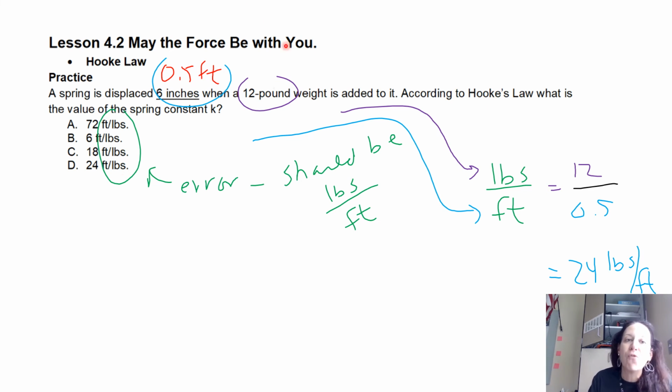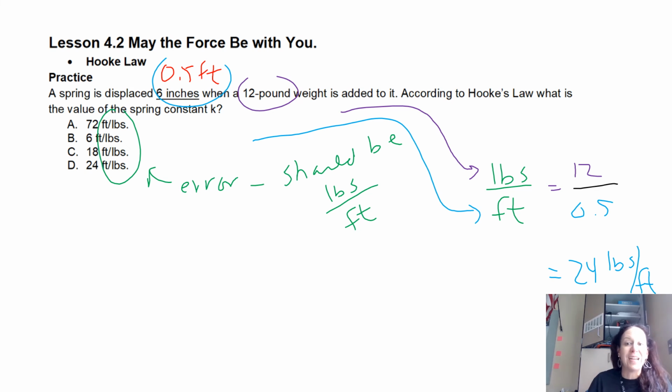So if you don't remember the formula, you can actually use the units, assuming the units are right, to figure it out. So it should be pounds per foot. As you look at the answer choices, even if you don't remember the formula, you know that the answer should be in pounds per foot. So you take your pounds, put it on the top of the fraction, and take your feet. Now this was 6 inches, so we have to change it to half a foot. Put it in the bottom. 12 divided by half is 24 pounds per foot, which is answer choice D.